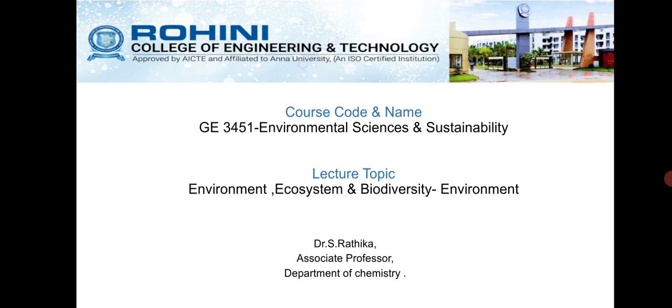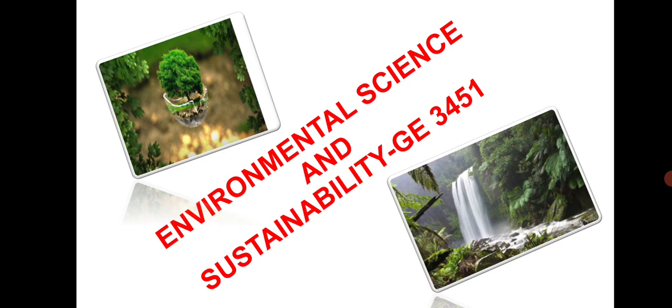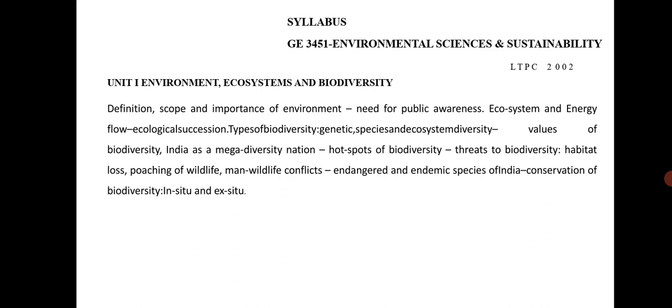In this video lecture series, we discuss our new course, Environmental Sciences and Sustainability. The course code is GE3451. This Environmental Sciences and Sustainability paper is completely different from the Environmental Sciences and Engineering course. This course also has 5 units.